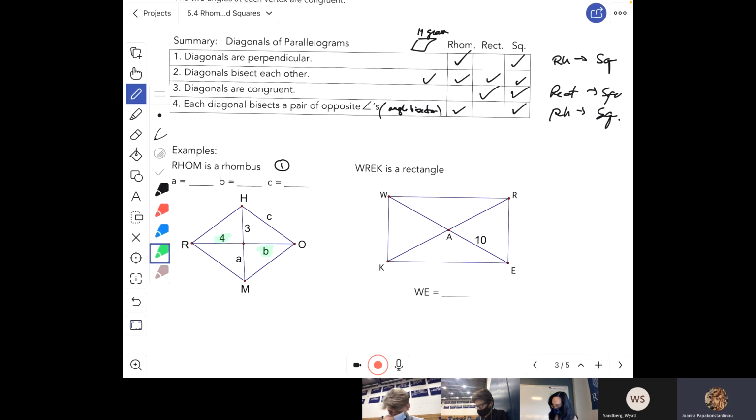How? Diagonals bisect each other, right? And therefore, these two pieces are congruent, right? What else? Maybe using the same fact? A is 3. A is 3. And C is 5. How do you know that?